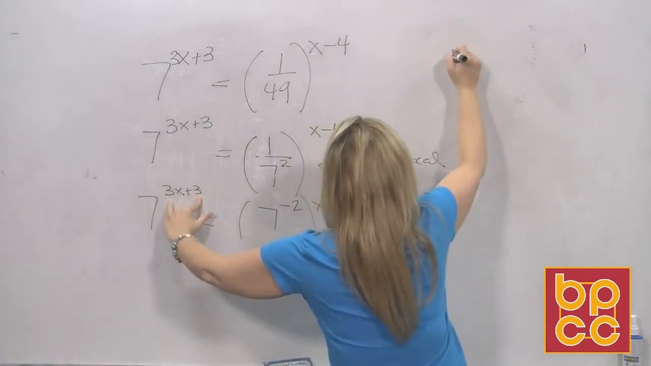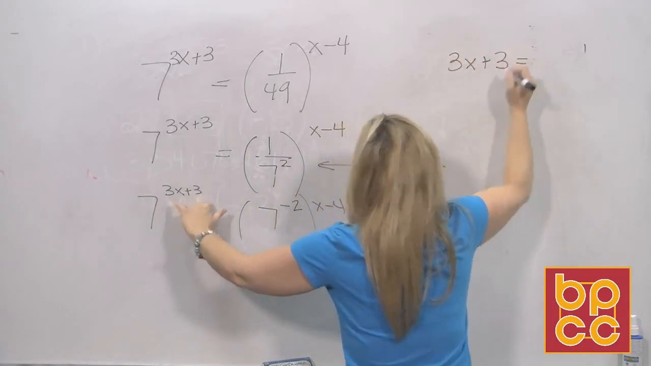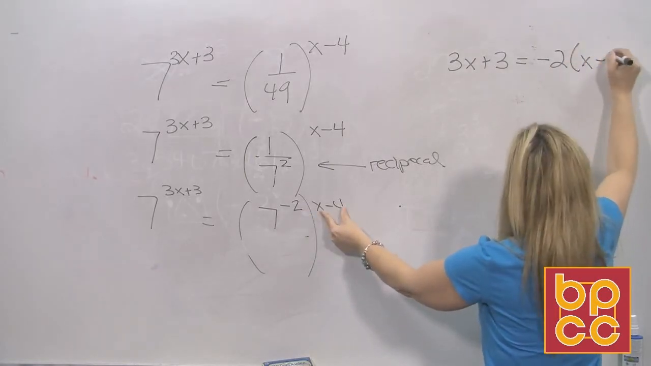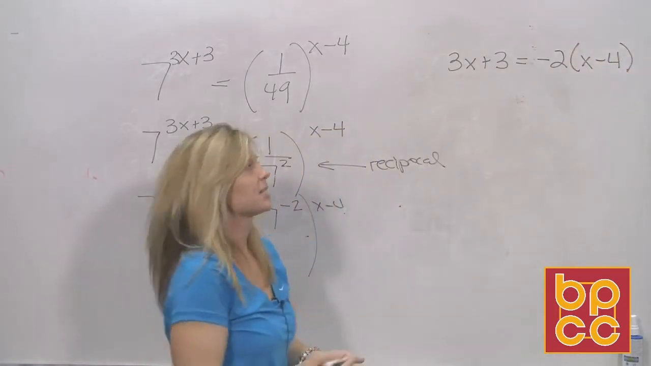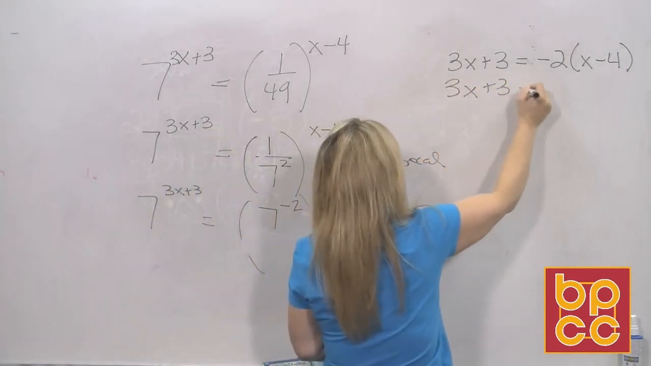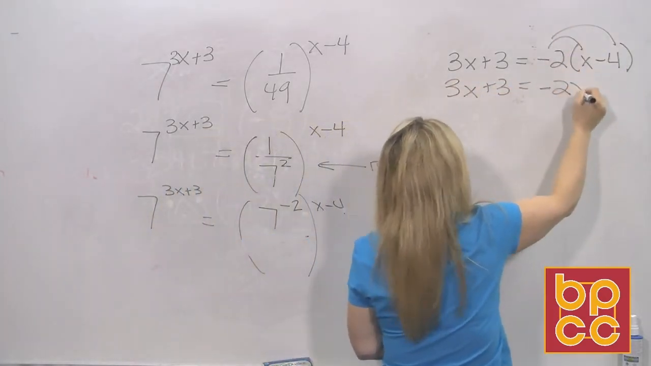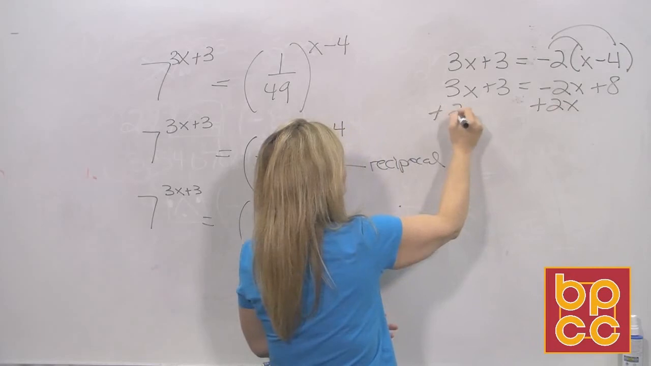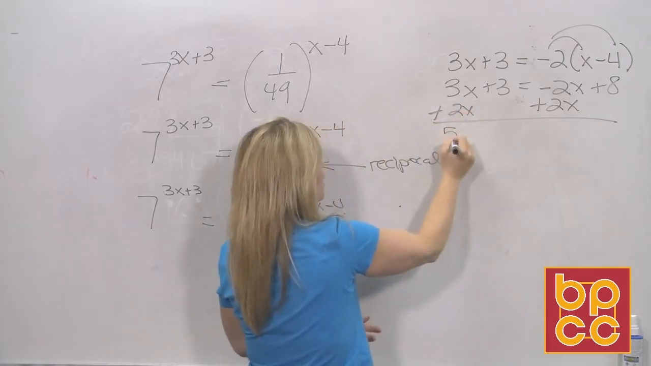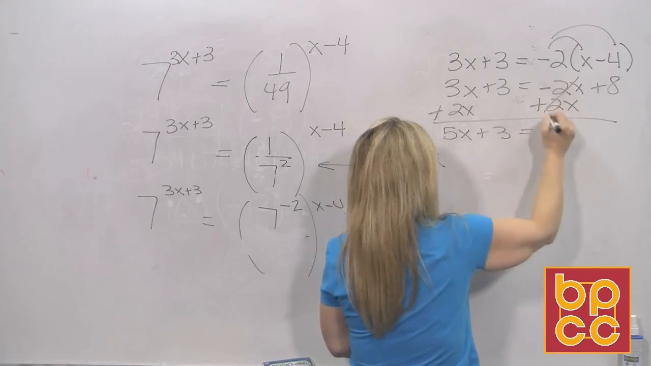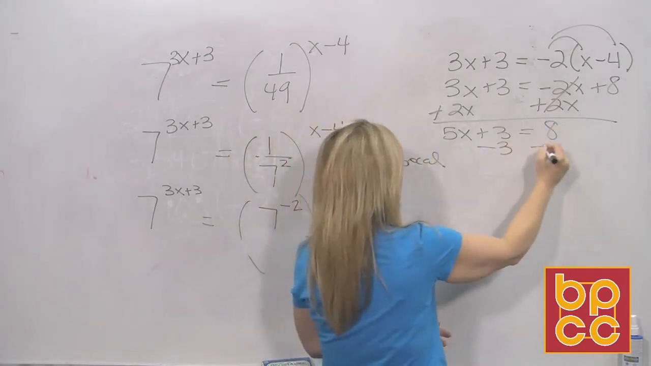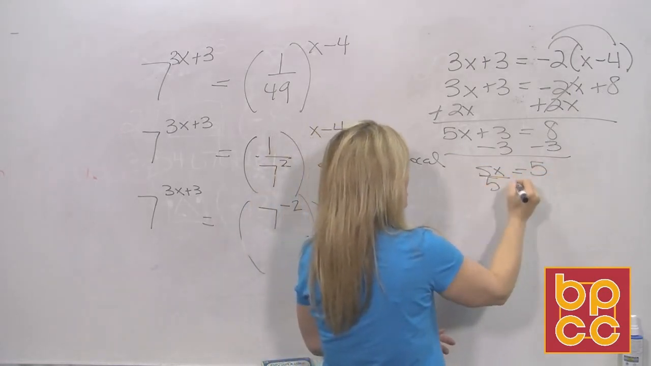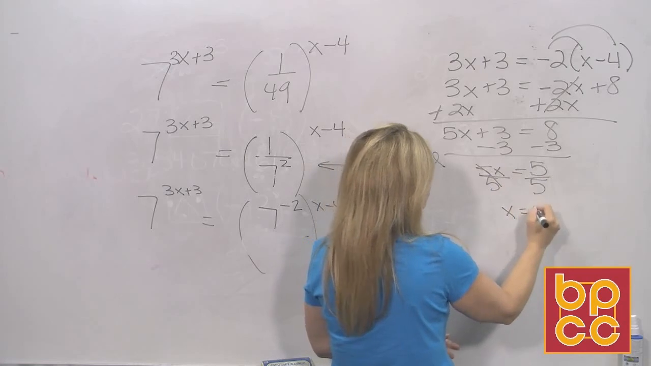So on the left side, the exponent's 3x plus 3. And on the right side, we have negative 2, and we're going to have to multiply it by this x minus 4. Simple linear equation. So we're going to solve. We're going to distribute on the right. We're going to get negative 2x plus 8. We're going to move our variable to the left side. So we're going to add 2x and get 5x plus 3 equals 8. We're going to subtract 3. We're going to get 5x equals 5. We're going to divide by 5 and get x equals 1.